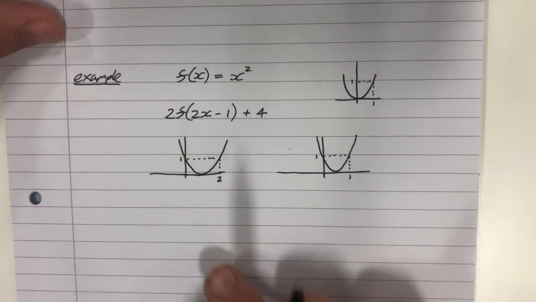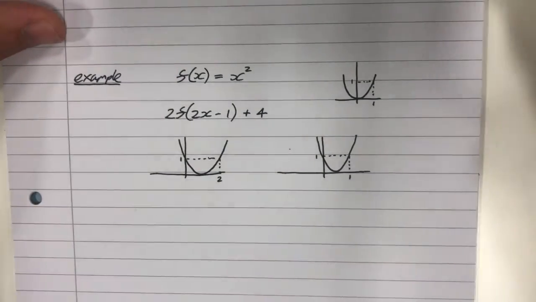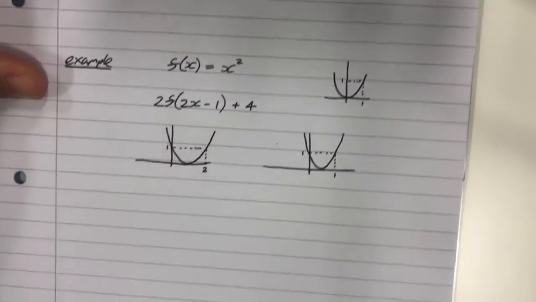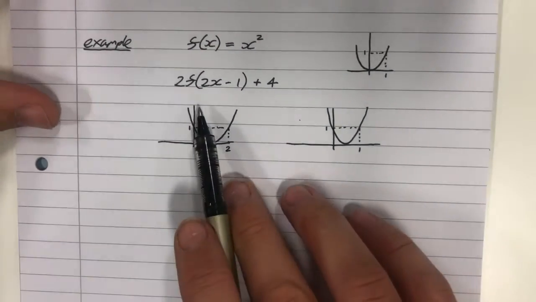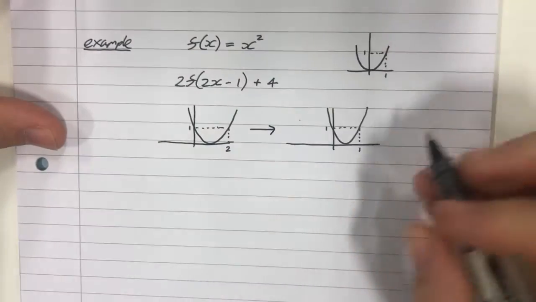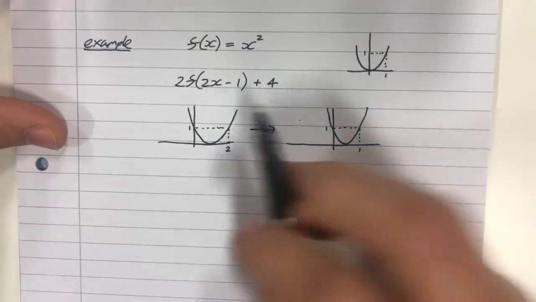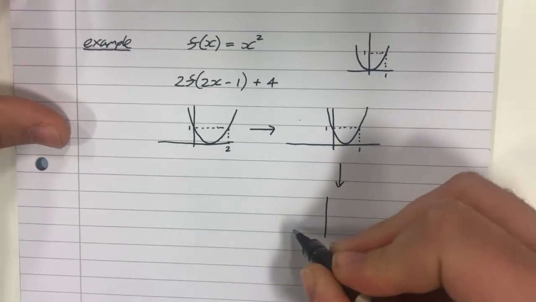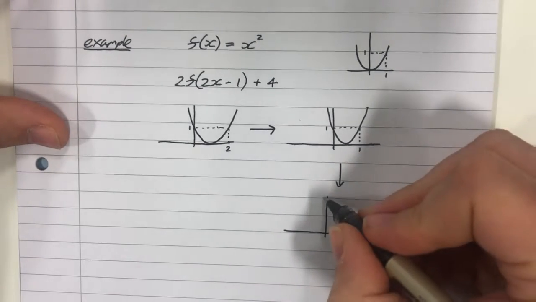Now that we've done the two x directions, we can now look at the y directions. So in the y direction, we do the stretch followed by the translation. So let's do the stretch first. So stretch parallel to the y-axis by a scale factor of 2. So all that's going to do, it's going to double all of my y coordinates.